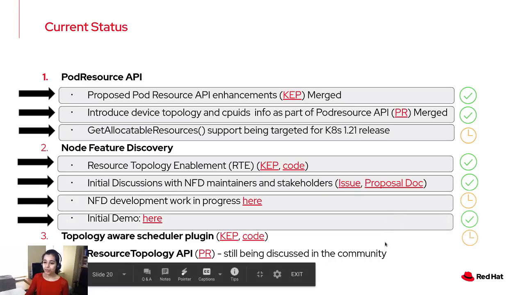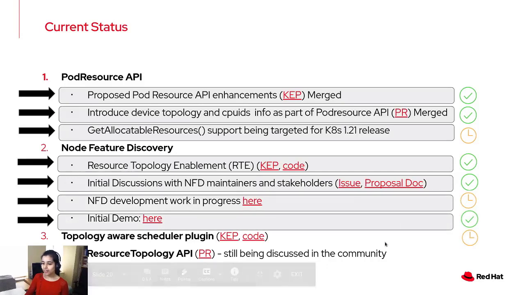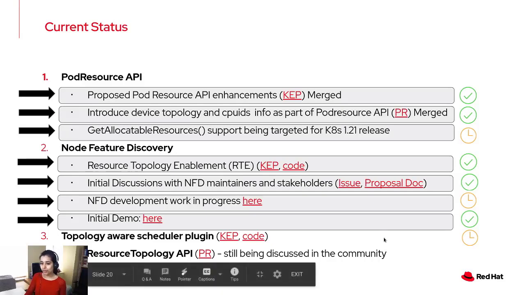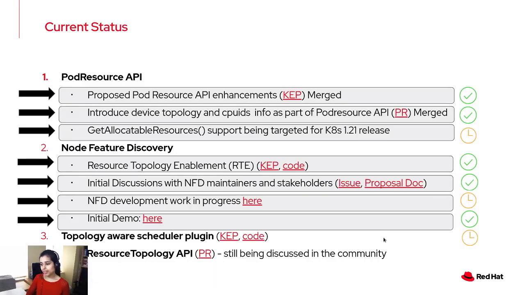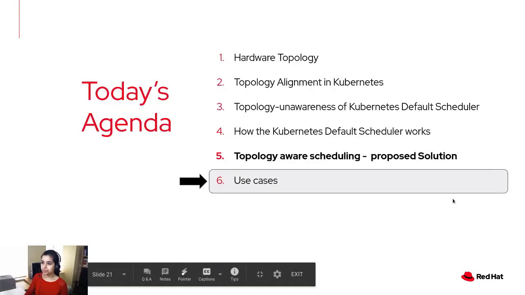In terms of the topology aware scheduler plugin, the code has been done. The KEP is currently still being reviewed, and the node resource topology API work is still being discussed in the community. So there's some work that we need to do in terms of the value proposition to prove to the Kubernetes community how this feature would be useful with different use cases as well as at a larger scale.